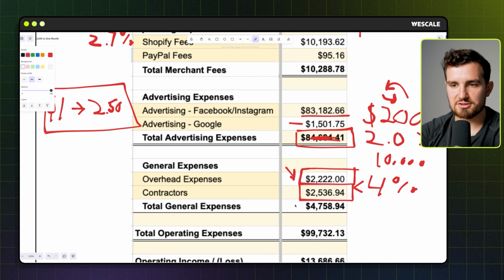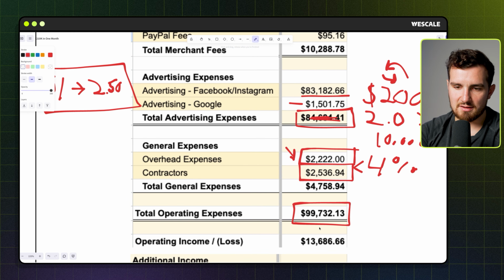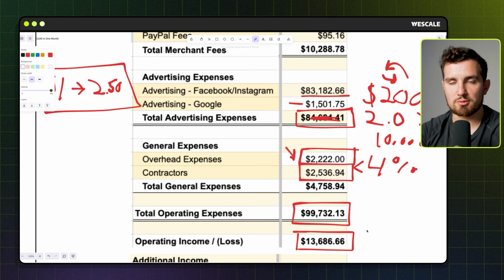It's just that as you scale up, then we add on things like Gorgias for customer service emails that we talked about. Then we add on a higher plan on Shopify. But up until we get to that point, we keep things super lightweight. So in total, we had just under $100,000 in operating expenses, which left us with $13,686 in take-home net profit.